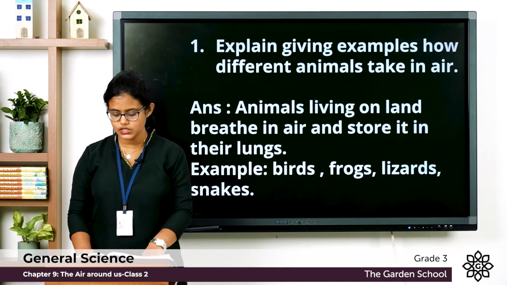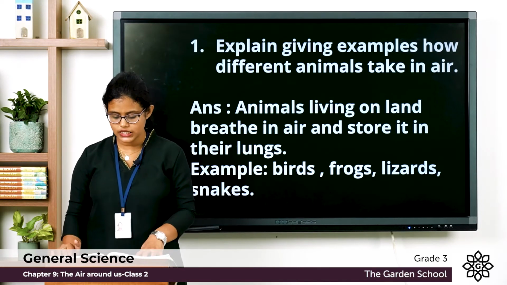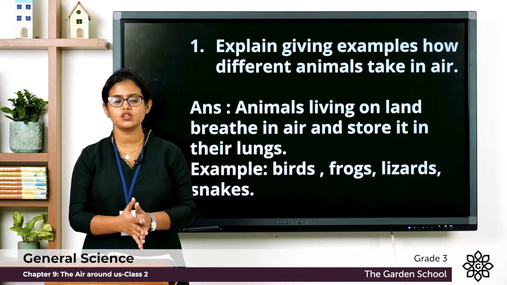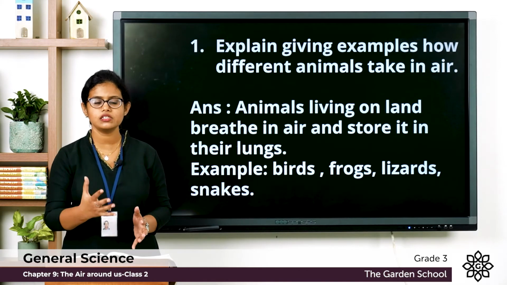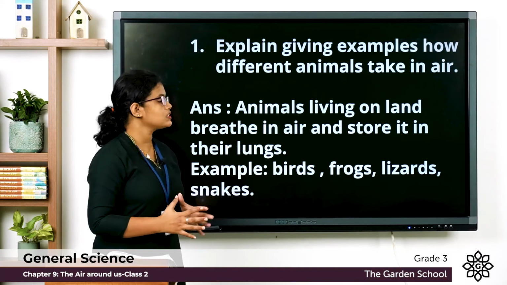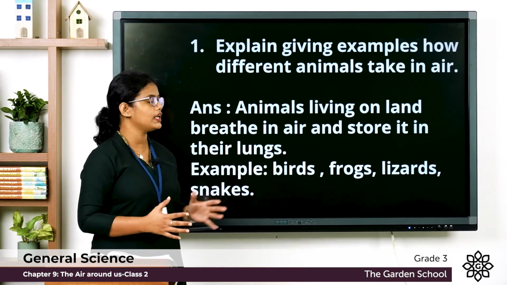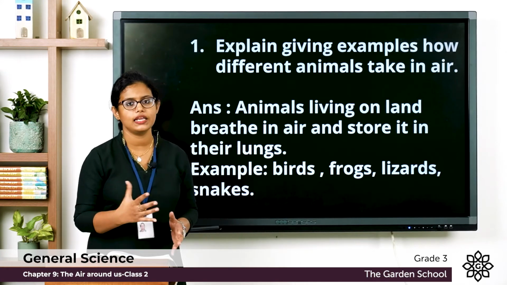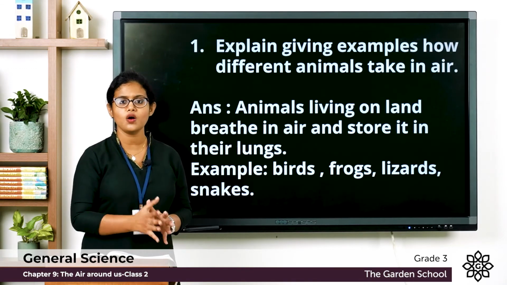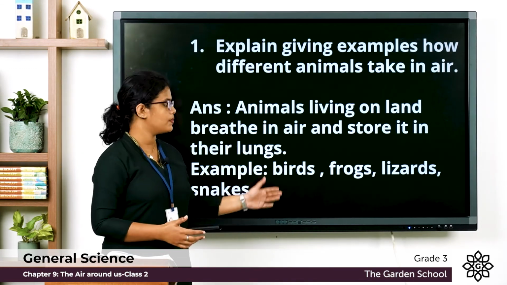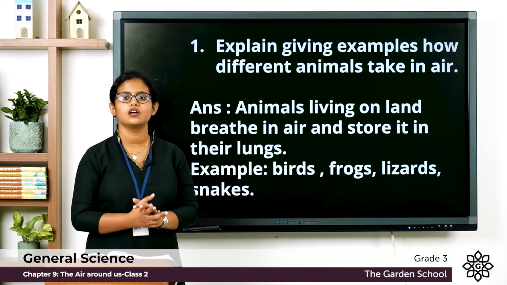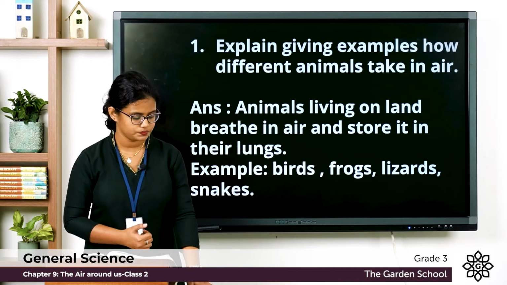Explain giving examples how different animals take in air. We learnt that animals use different organs for their respiration. So let's see how different animals take in air. Animals living on land breathe in air and store it in their lungs. Animals that live on land. Example, birds, frogs, lizards, snakes. All these animals breathe through their lungs.